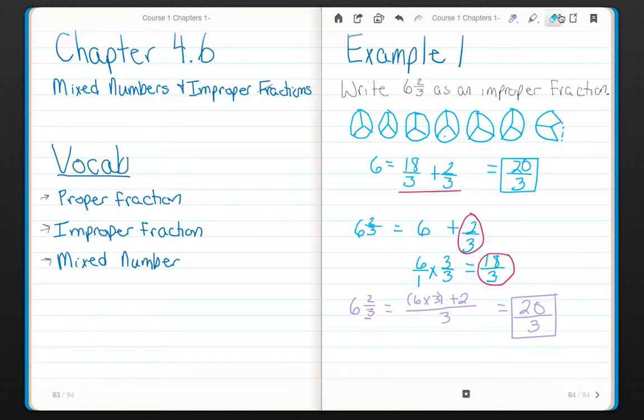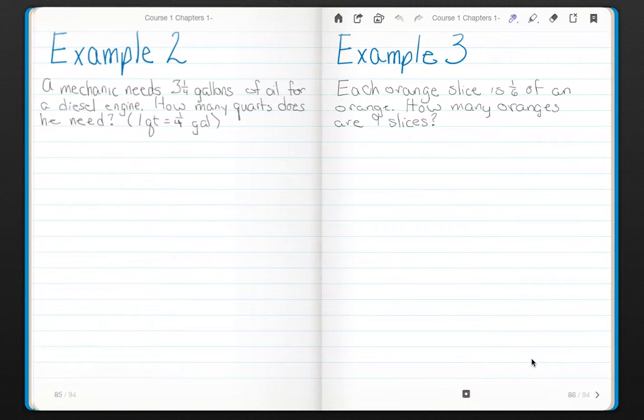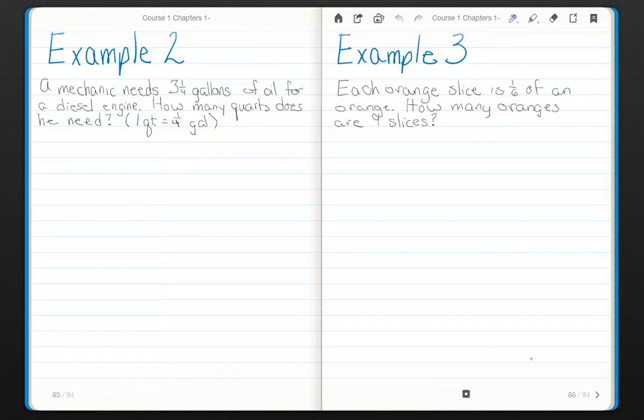Okay, example 2. A mechanic needs 3 1/4 gallons of oil for a diesel engine. How many quarts does he need? So here's my little hint that 1 quart is equal to 1/4 of a gallon. Since there are 4 quarts in a gallon, you find the number of quarts by finding out how many fourths are there in 3 1/4 gallons.